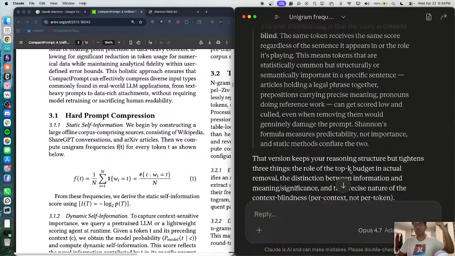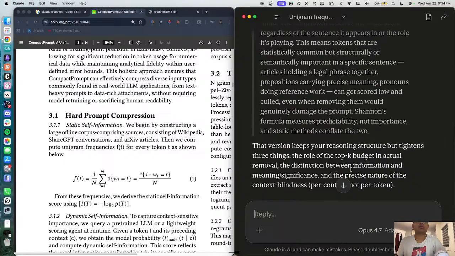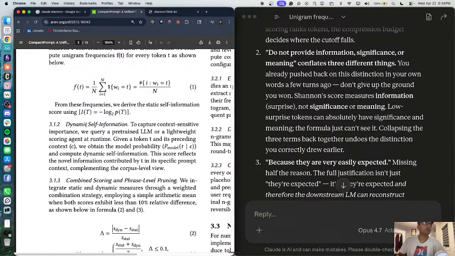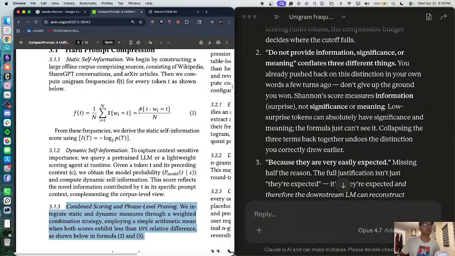I'm going to go through another pass of just trying to understand everything and making sure that I get it. And once I do, then I'll hop over to dynamic self information. I'm not going to be able to do combined scoring and phrase level pruning. I really wanted to get it done, but I didn't know that these two were part of information theory. Like they were based off of the work from information theory. So I guess I learned something new there.